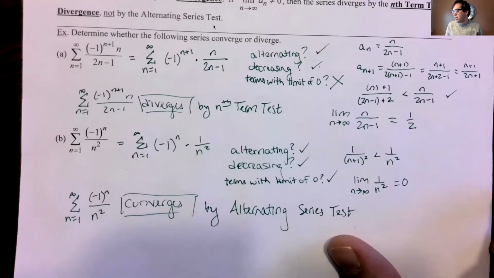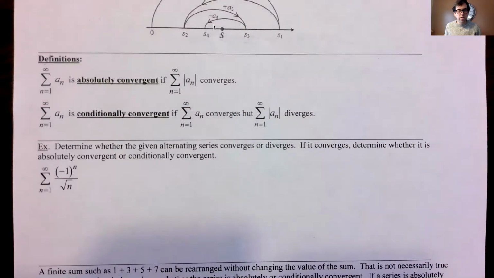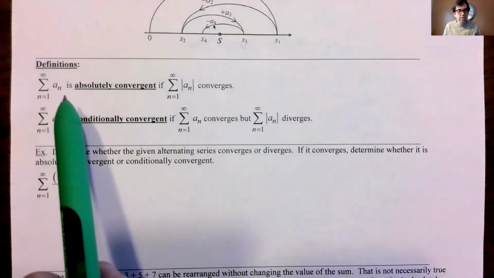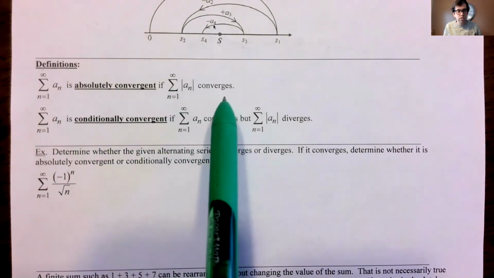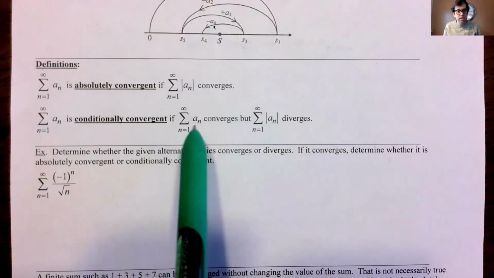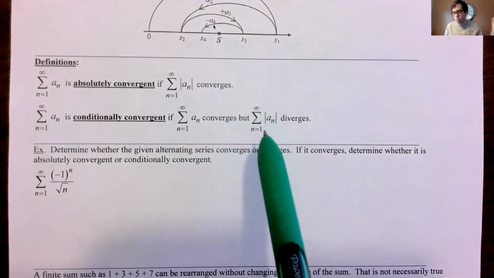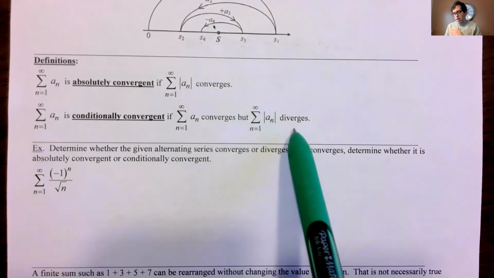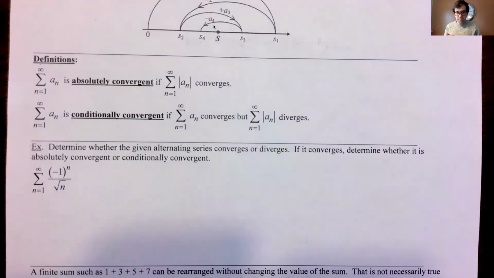So this brings us to a couple new definitions. Absolutely versus conditionally convergent. And here's how this works. The sum of a sub n is absolutely convergent if the absolute value of the terms also converge. But we're conditionally convergent if our series, which might be an alternating series, converges. But if we take the absolute value, so we remove the signs switching, change all the signs to positive, and we add all the terms together, if that diverges, this is conditionally convergent.